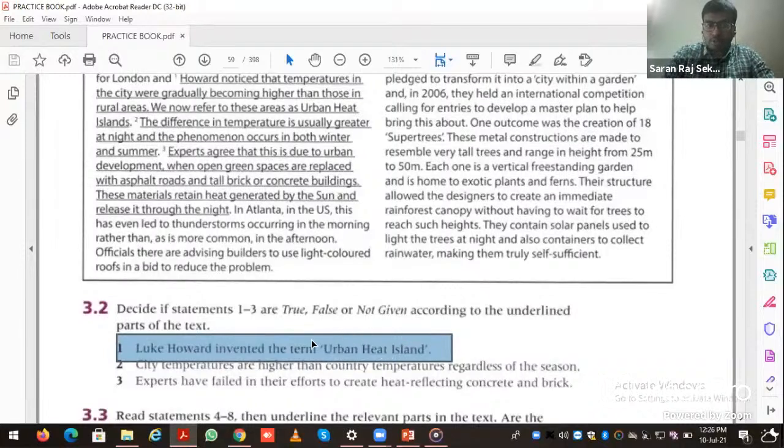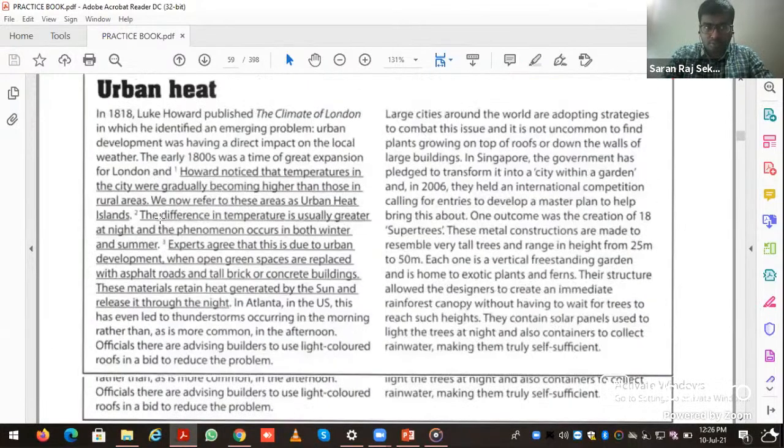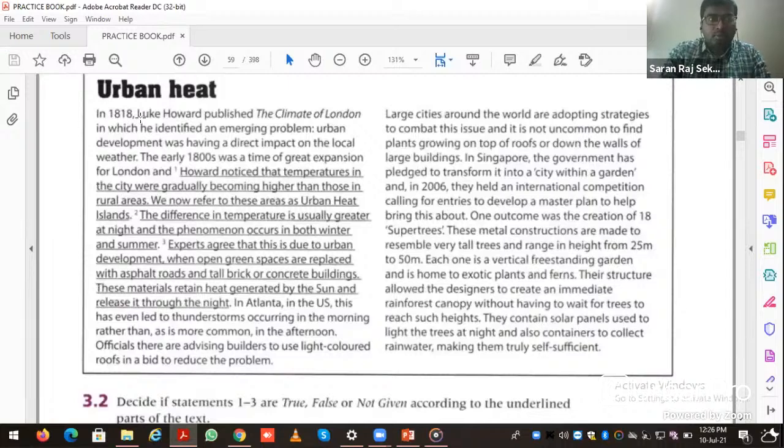So if you read it in reverse, you'll have a better understanding that the urban heat island was invented by Luke Howard. So you have a clear idea of what you have to look for. Here the keywords are Luke Howard invented the urban heat island. So we have to look for the name Luke Howard. Let us read from the beginning. Here they have mentioned Luke Howard, but let's see whether they have mentioned any information that he invented this term. He has identified some emerging problem.